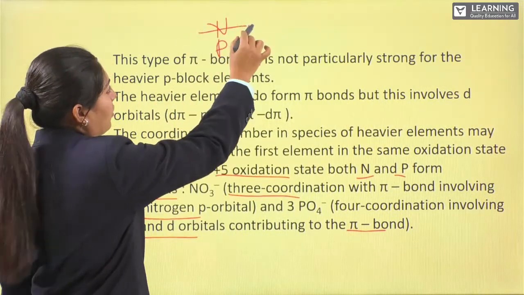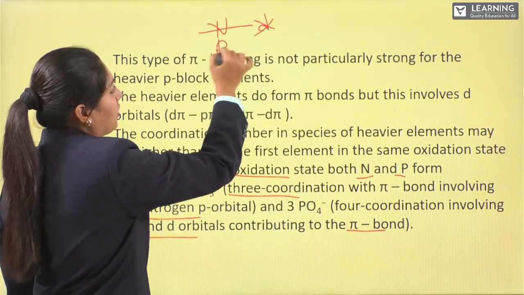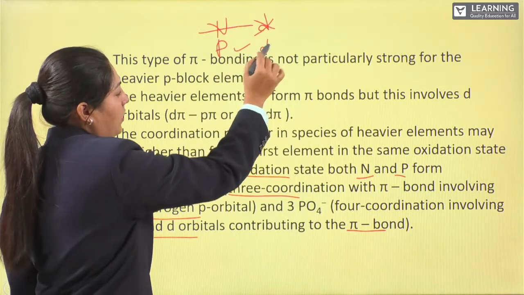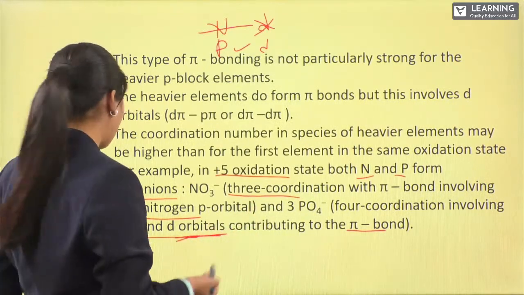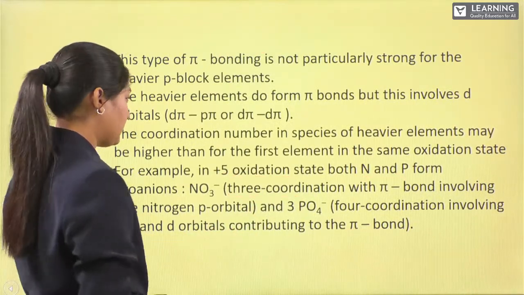For nitrogen we don't have d orbitals. For phosphorus we have d orbitals, so they can extend the d orbital, forming the pi bond. Got it?